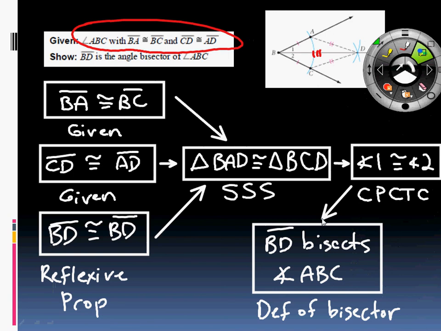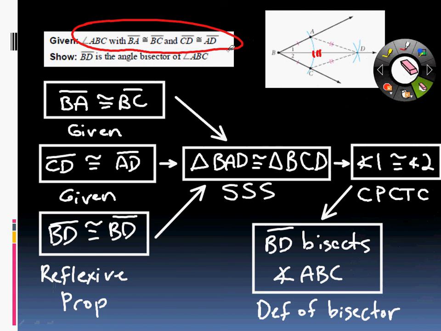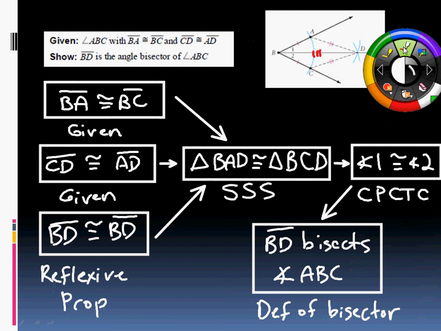Now notice that I always end, in the middle of my flowchart here, the thing in the very bottom box, the last box in my chart, has to be what I'm trying to show. I'm trying to show that BD is the angle bisector of that angle, and sure enough, that's what I ended up with down there in my very last one.